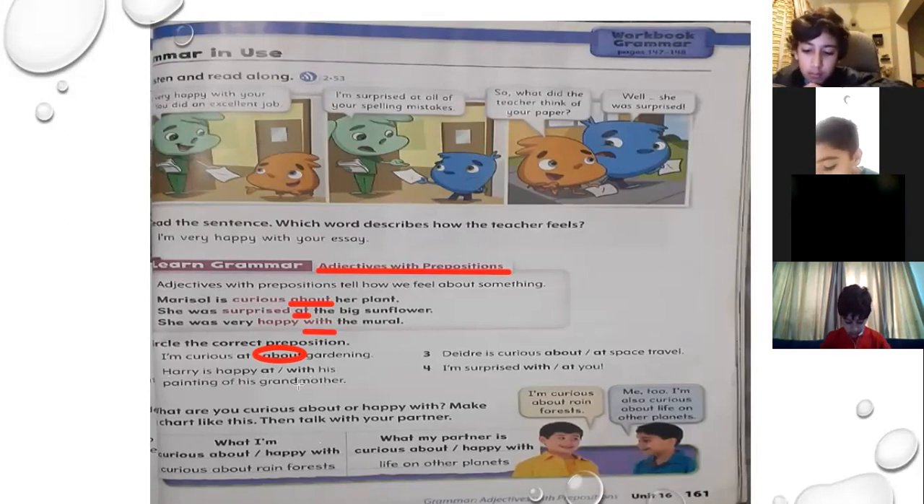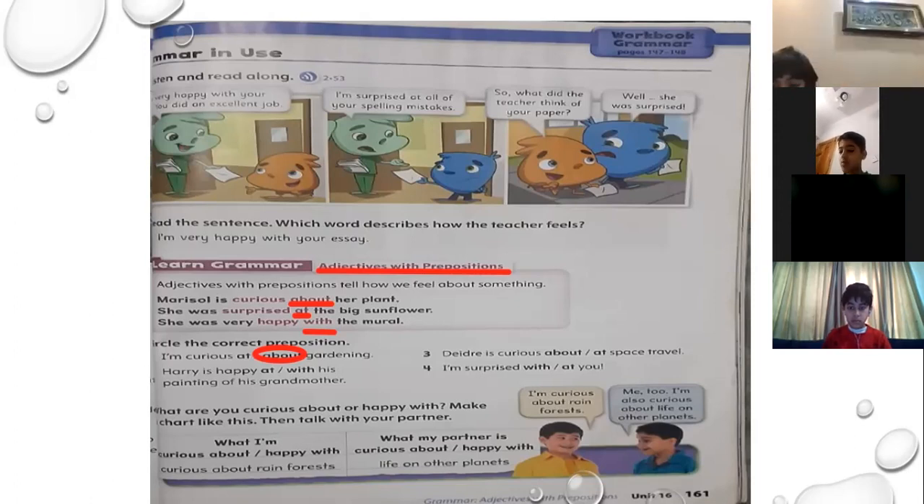Harry is happy dash his painting of his grandmother. Harry is happy at his painting of his grandmother or with his painting of his grandmother? Yes, Musa? Ma'am, the answer is Harry is happy with his painting of his grandmother. Yes, very good. Okay, thank you, Musa. Now, Afan, you tell me, please. I'm unmuting you.